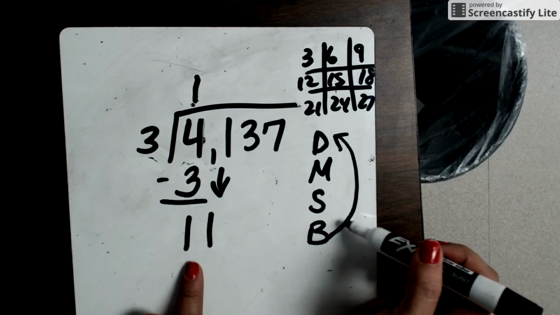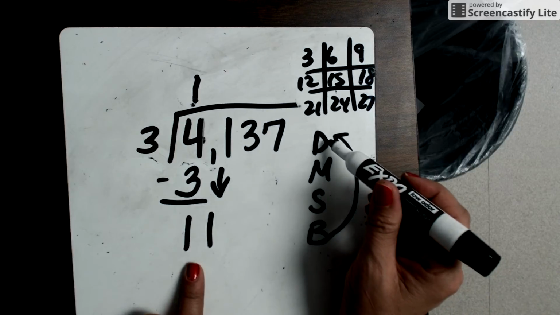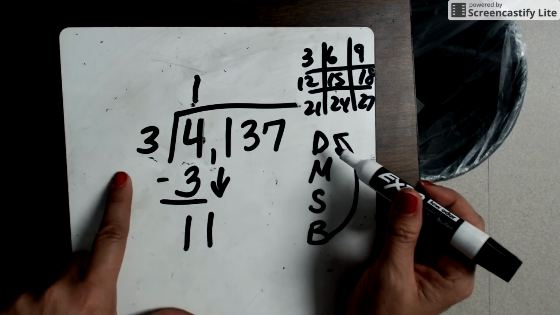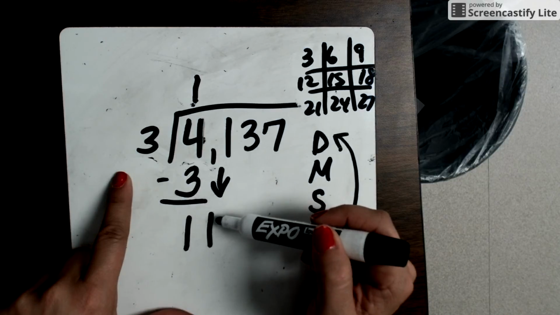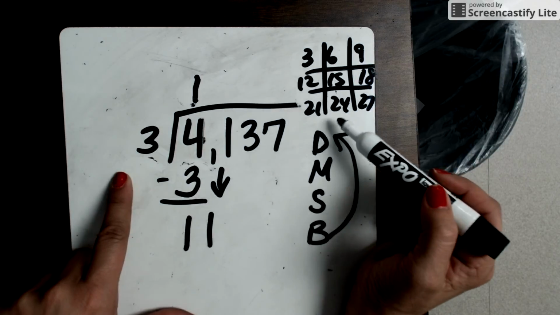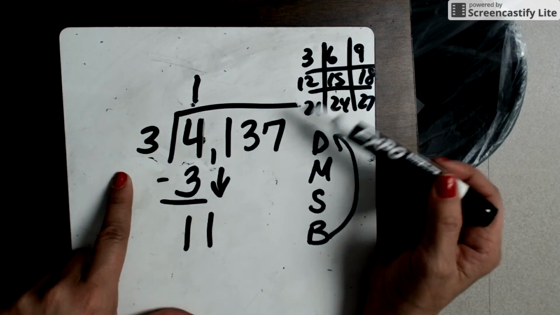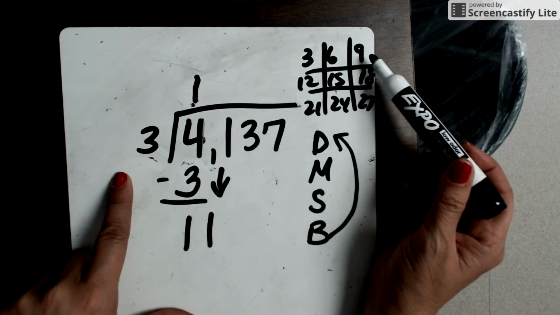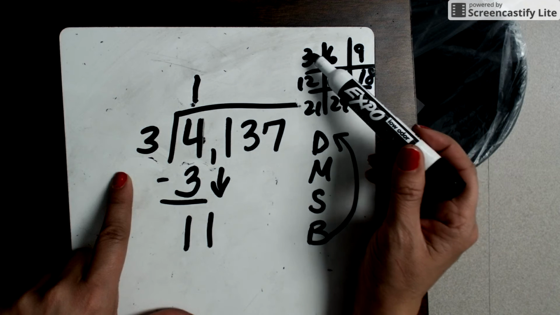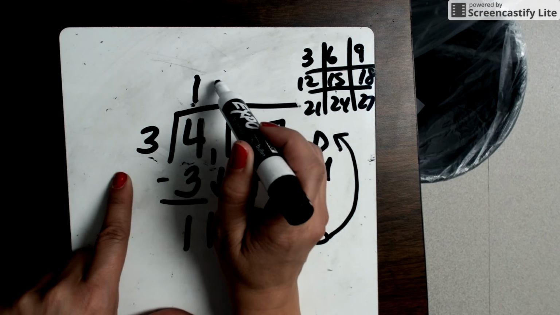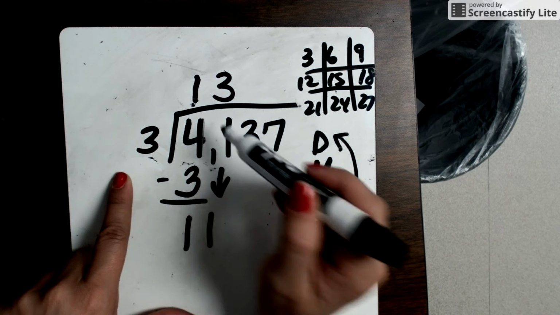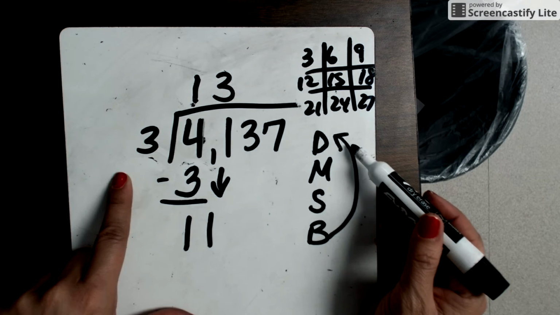Once you make your new number, you start back up at the top and divide again. 11 divided by 3. How many times can 3 go into 11 without going over? When I look at my multiples, I notice that the closest I can get to 11 is 9 before it goes over. And that takes me 1, 2, 3 times to get to 9. So I write a 3 above the 1. Okay, so that's my dividing.